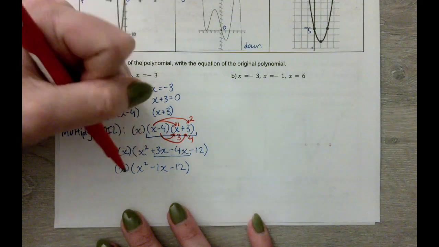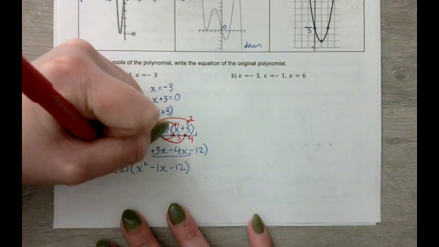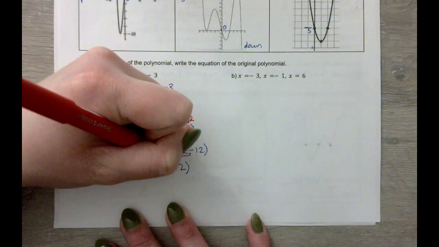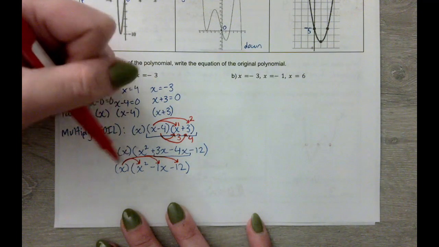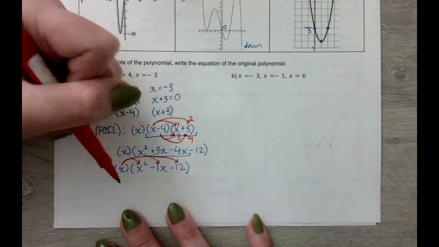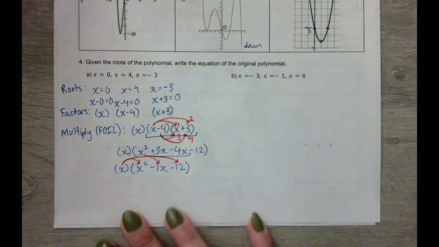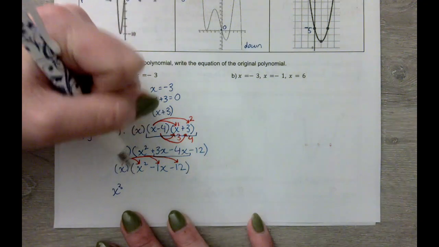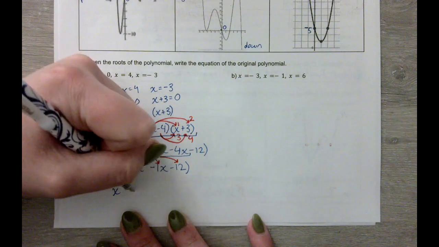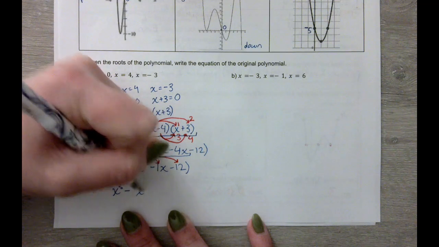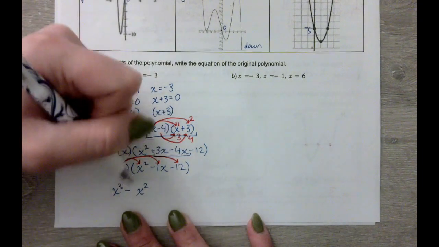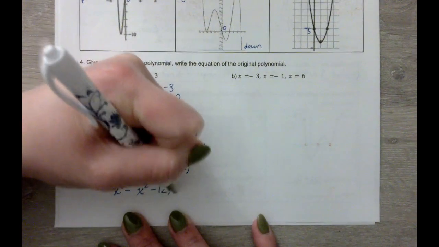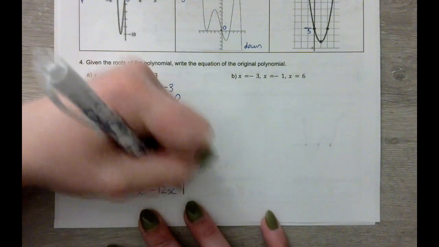So now that I'm done foiling, I just have to distribute that x through. And notice, here we've got one thing to multiply through, not 2. So I'm not going to go back through and do it again. Just do it one time. X times x squared is x cubed. X times negative 1x is negative x squared. You can drop the 1 at this point if you want to keep it, that's fine. I'm not going to. X times negative 12 is negative 12x. There is my final answer.